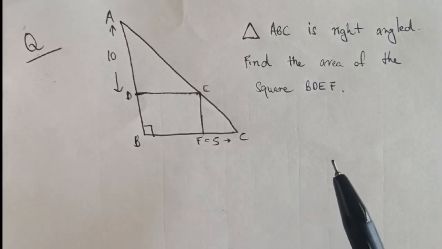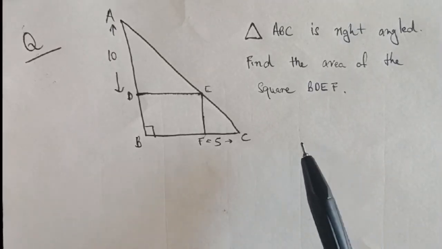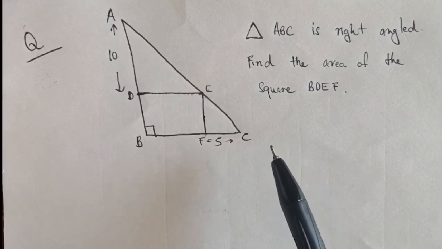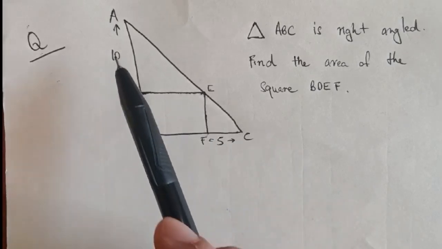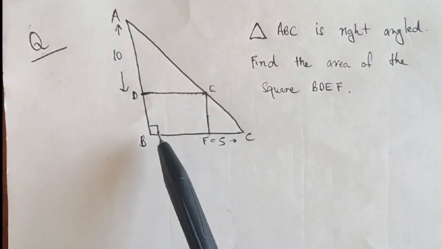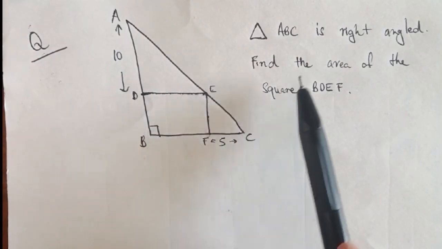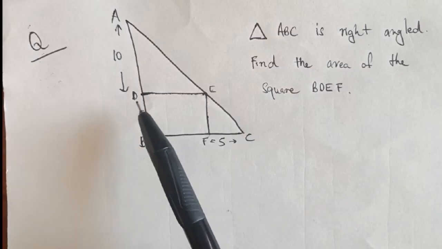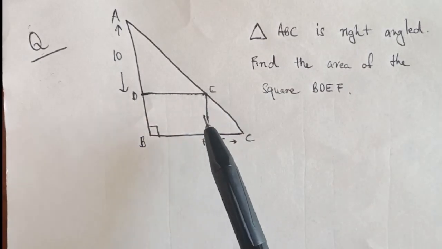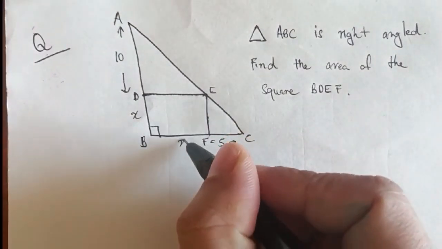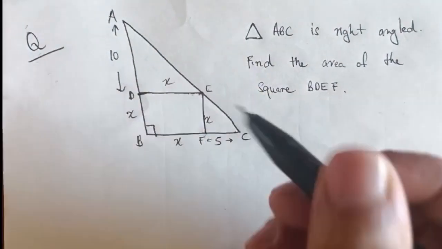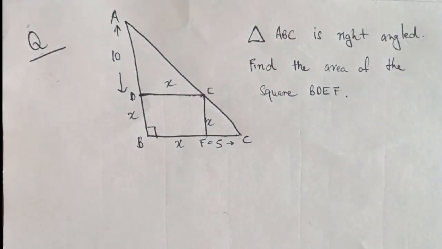Hi friends, today we will start off with a problem which is about a square which is embedded within a right angle triangle. So we have a triangle ABC which is right angled. So we have a right angle here, 90 degrees. Find the area of the square BDEF. So there is a square which is embedded here. We will label its sides x, x, x and x, right? So we have to find the area of the square.